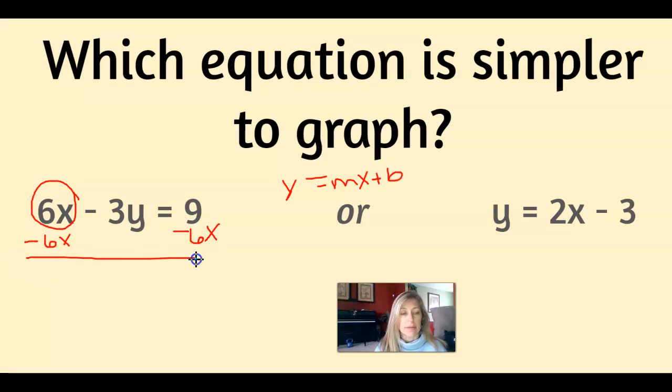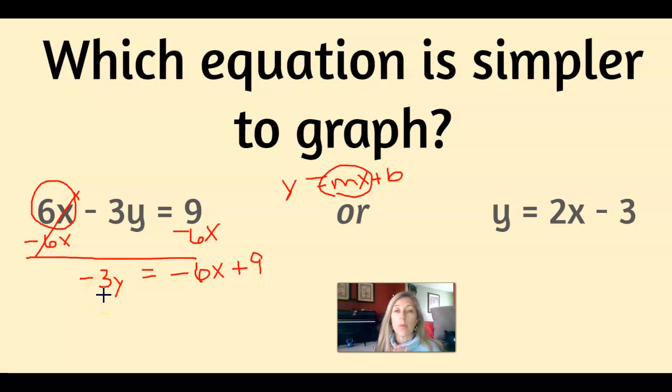Now, when I do that, these 6 x's are gone. I'm left with negative 3y's. And on the other side, remember, I always write the x first. So I'm going to write negative 6x plus 9 because it's a positive 9. Okay, so I'm getting there. I'm really close. But I still have negative 3y's left, and I need to have just one positive y left.